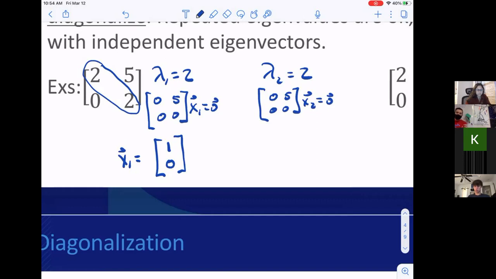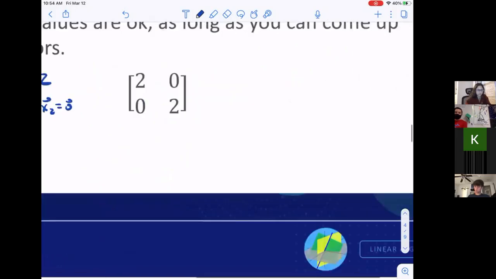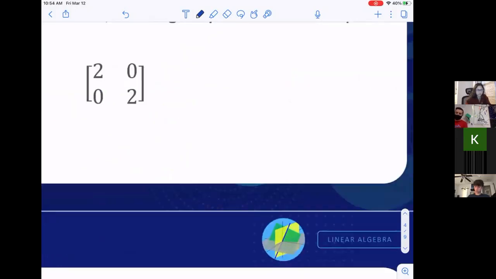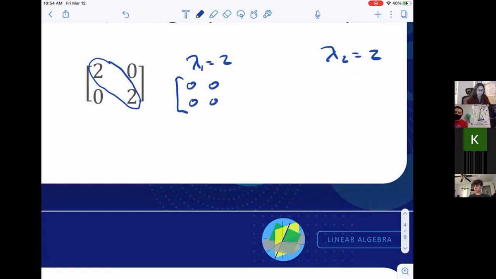Okay, so this would be an example where you won't get independent ones here, but just because I get the same eigenvalues, it doesn't mean that will always happen. So like here, I have the same eigenvalues, 2 and 2. This time when I subtract and I go to find the null space, I do have multiple options here, not just one, right? X1 could be basically anything. 1, 1, right? That'll give me 0.